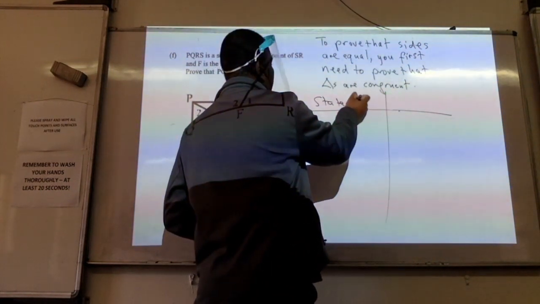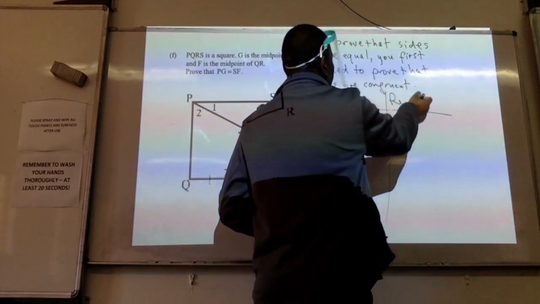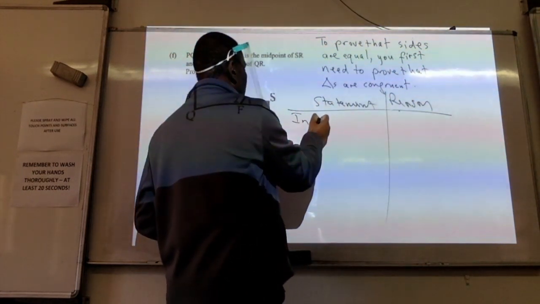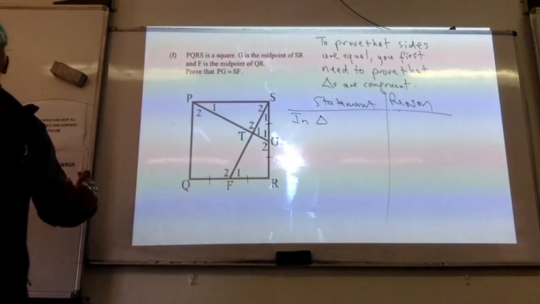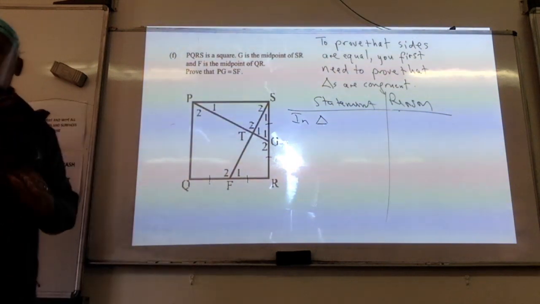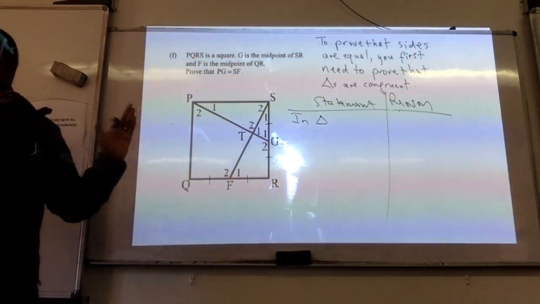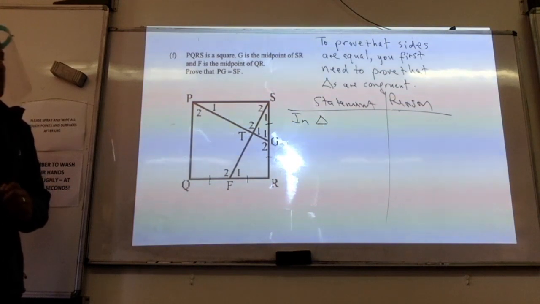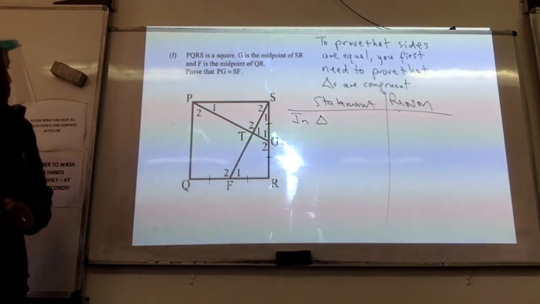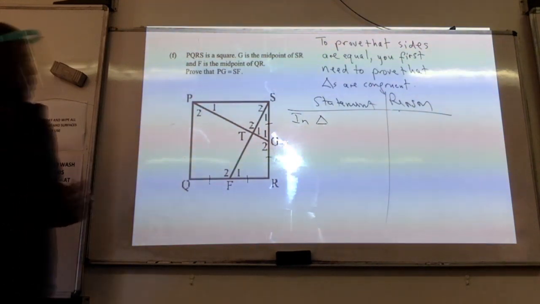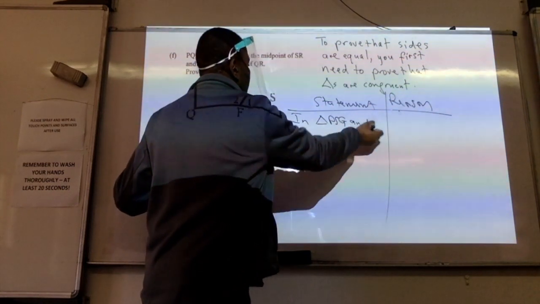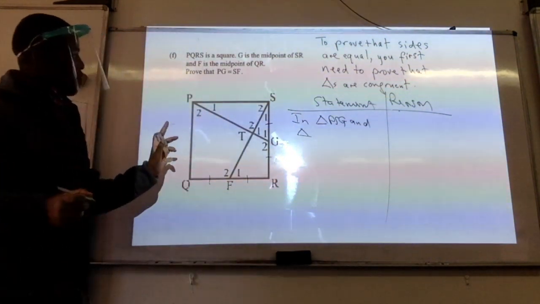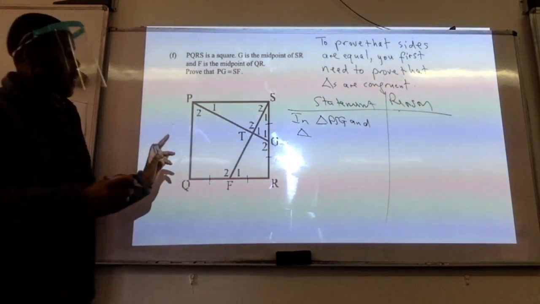Statements and reasons. I want you to tell me which triangles you are using. Don't just go angle so and so is 90 degrees, angle so and so is 20 degrees. First of all, tell me which triangles you are using. Yes. Are we not using triangle PGS? Triangle PSG. And then triangle SFR. Let me write that down. In triangle PSG and triangle SFR. Okay?